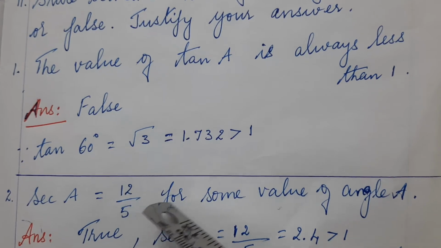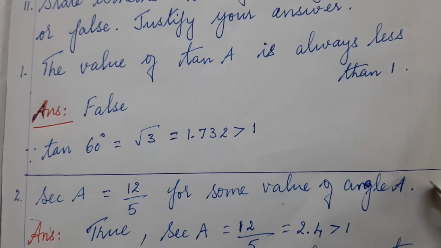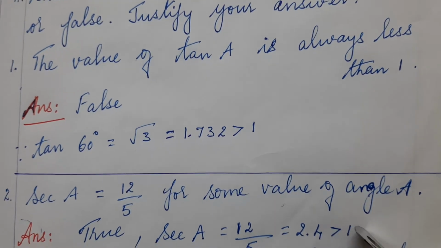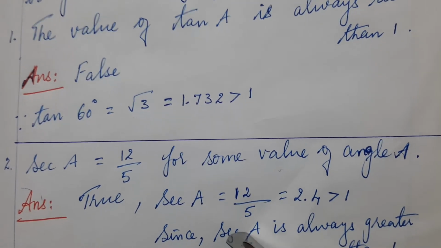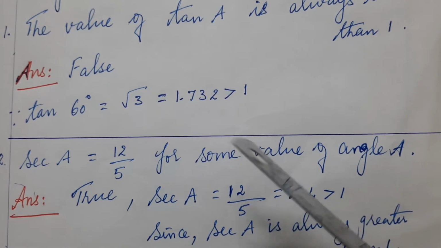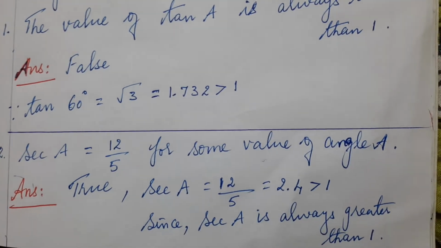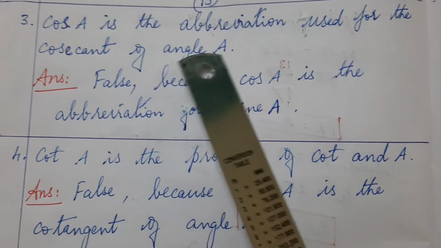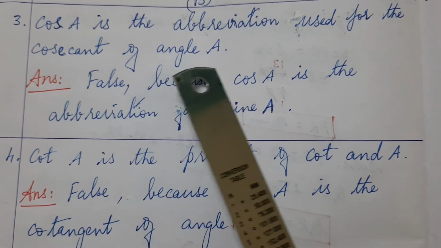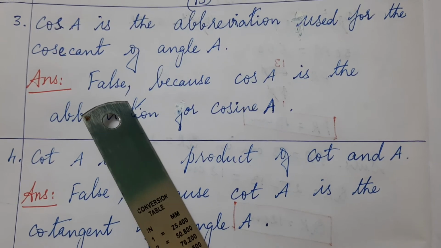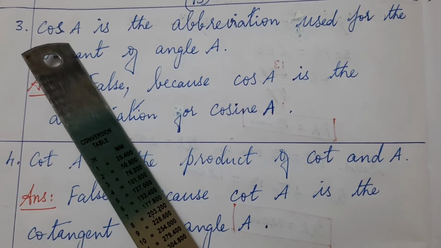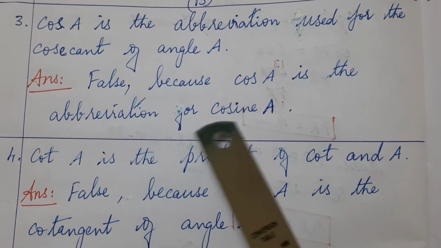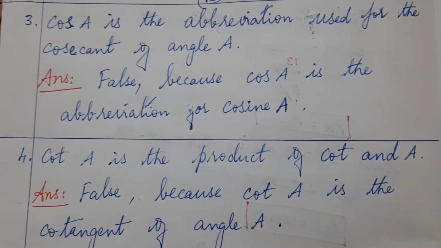Next, secant A is equal to 12 by 5 for some value of angle A. That is true because 12 by 5 is 2.4, which is greater than 1. When you take the values of secant A, it will always be greater than or equal to 1. So, the statement is true. The third question is, cos A is the abbreviation used for the cosecant of angle A. It is false because cos A is nothing but cosine A, not cosecant. So, false because cos A is the abbreviation for cosine A.